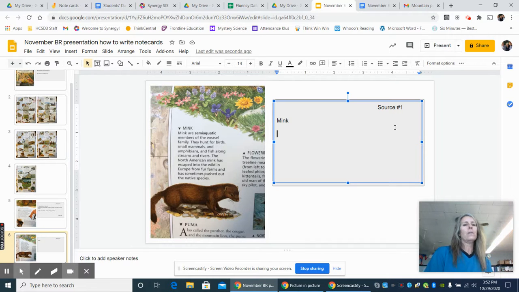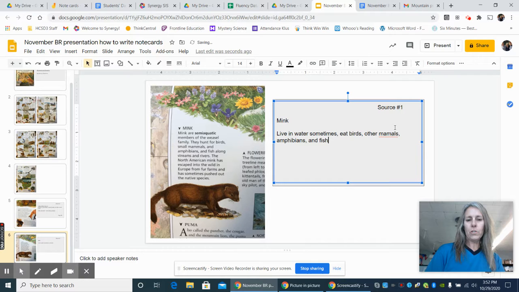So in my own words, hey, that is a Greek and or Latin root called semi-aquatic. So I know half water. So anyway, I could say live in water sometimes because that's half. They eat birds. They eat other mammals and amphibians and fish. What else could I say about them?